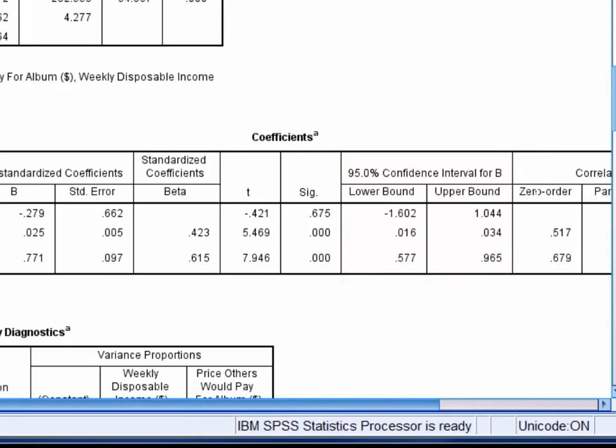Now, in addition to the unstandardized coefficients, we also have a set of standardized coefficients called beta. These indicate the standard deviation change in the criterion associated with a 1 standard deviation change in the relevant predictor, whilst controlling for any other predictors in the model.